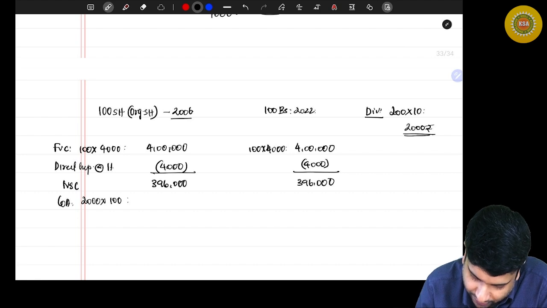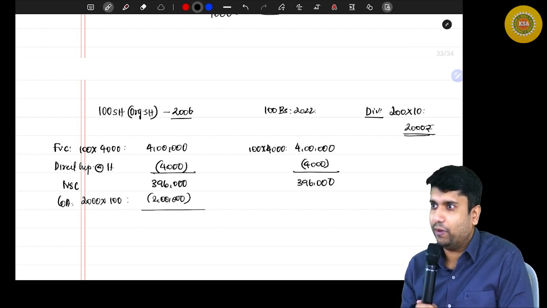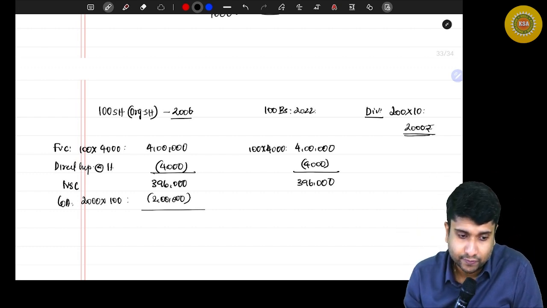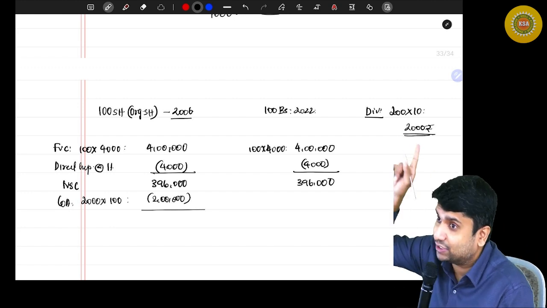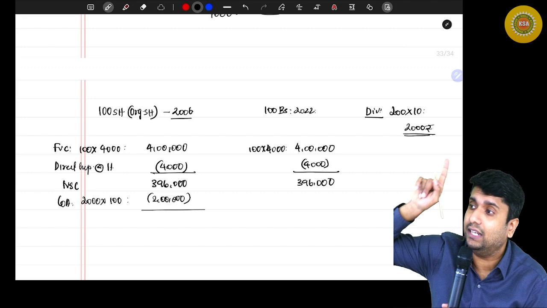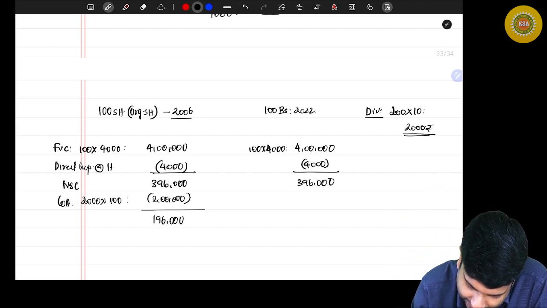100 shares. Can you claim the benefit of indexation? No. Why no? There is no index number in the question. No, because it is long term. Yeah, long term. Because it is long term capital gain under 112A. So the remaining long term capital gain will be 1,96,000.